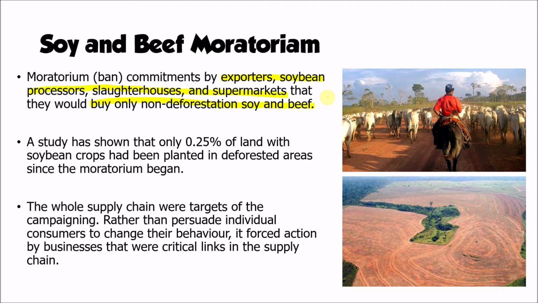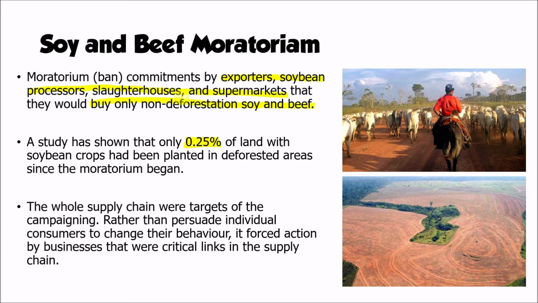By making that pledge, it basically took out the market for any products that had been produced on land that had been deforested illegally. This was really, really successful, and a study that was conducted to see how successful this was actually found that only 0.25% of land with soybean crops on it had actually been planted in deforested areas since that moratorium, or that boycott, or that ban actually began. So this has really significantly contributed to the reductions in deforestation.